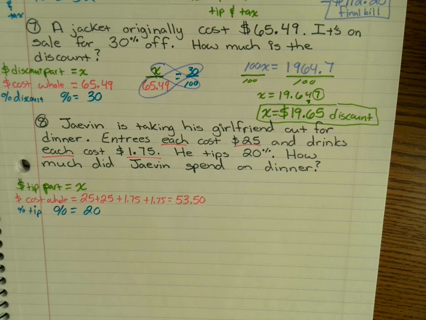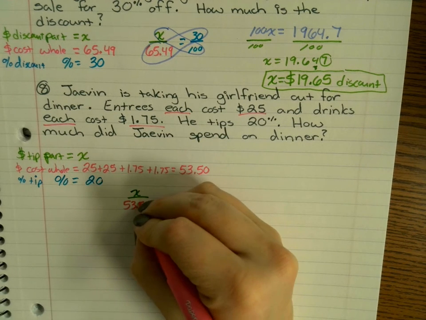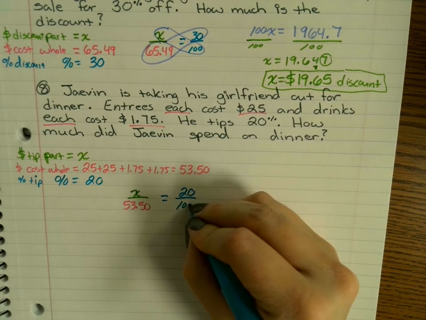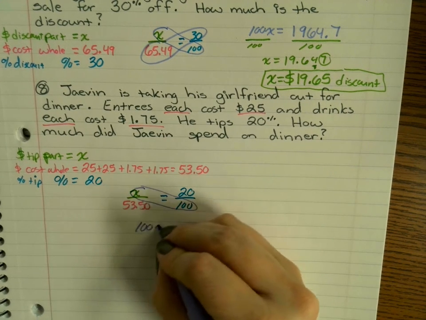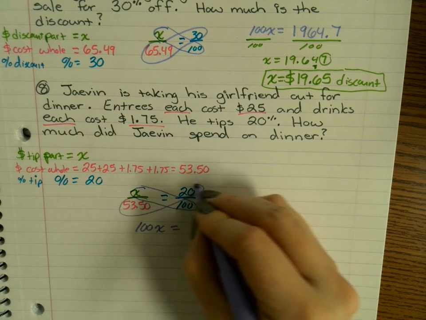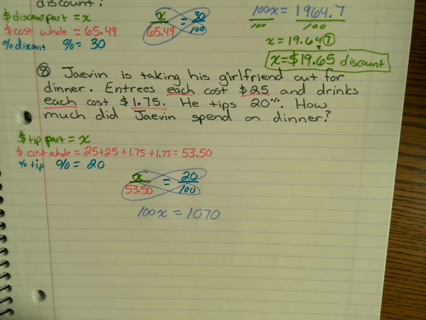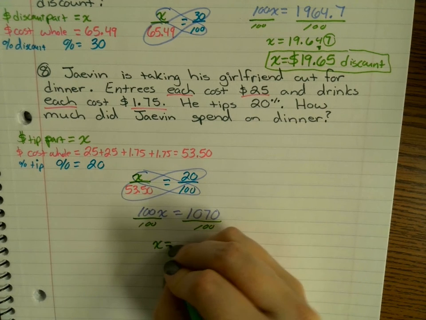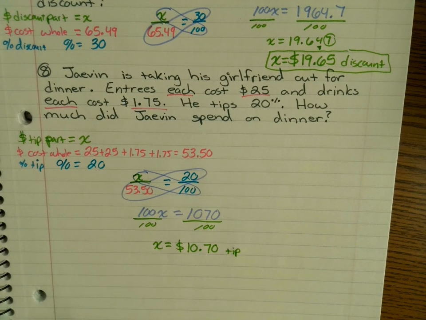Okay, so now we can go ahead and set this up. We can do X over $53.50 equals 20 over 100. When we do the cross product, we've got 100X is equal to 1070. Then you just divide. You're going to divide both sides by 100. And we find out that he's going to go ahead and give a $10.70 tip. That represents the tip. Did we answer the question?